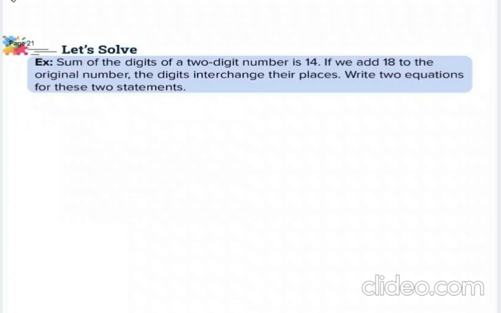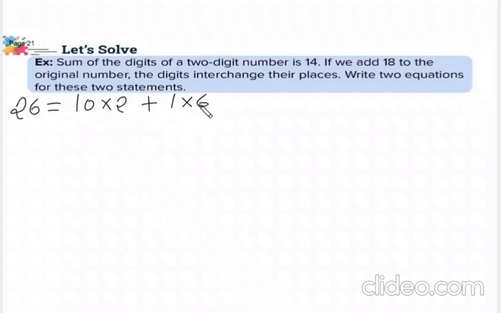So we have to write two equations for these statements. Let's see how we are going to do it, step by step. If I talk about, let's say, 26, how will I write it? 26 is nothing but 10 into 2, that is 20, plus 1 into 6, correct? Now if I flip the digits, it becomes 62.